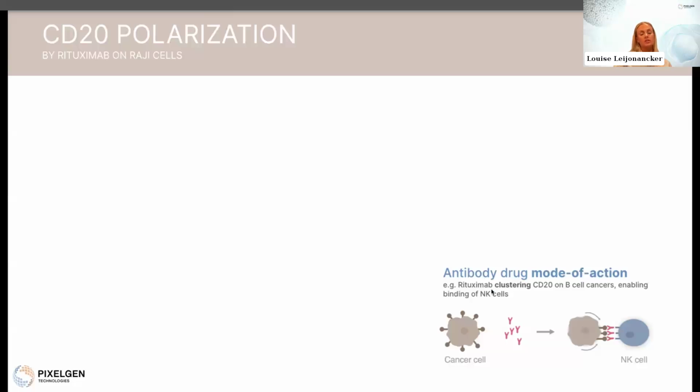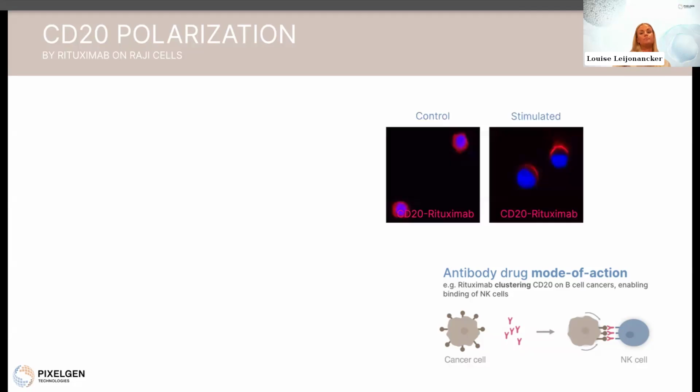So you have rituximab here in pink, and rituximab binds to CD20 on B cell cancers, which then polarizes CD20 on the B cell. And that makes it possible for NK cells to bind to initiate the ADCC pathway. So we figured this is a great example for molecular pixelation. And we took cells, and some of them were treated with rituximab, and some of them were not treated with rituximab. And then we checked under the microscope to see how it looked.